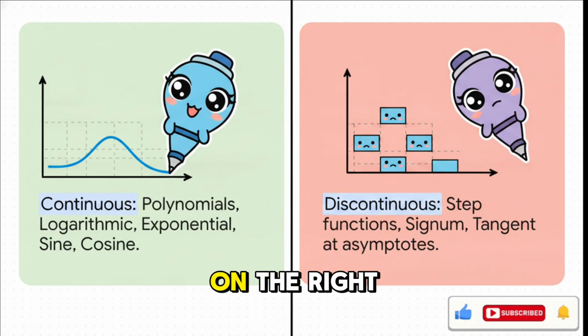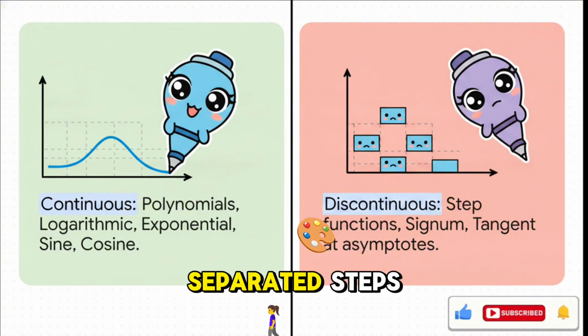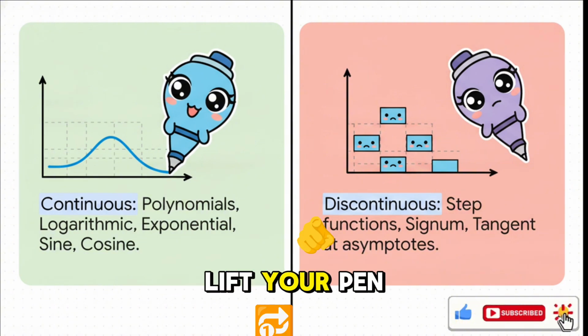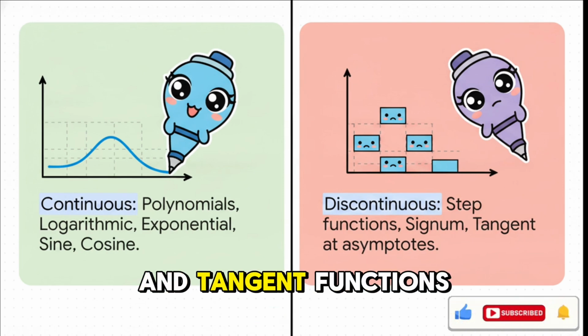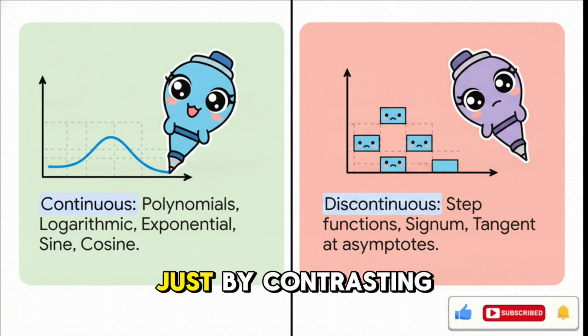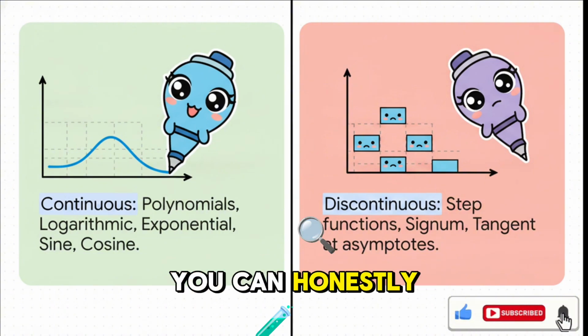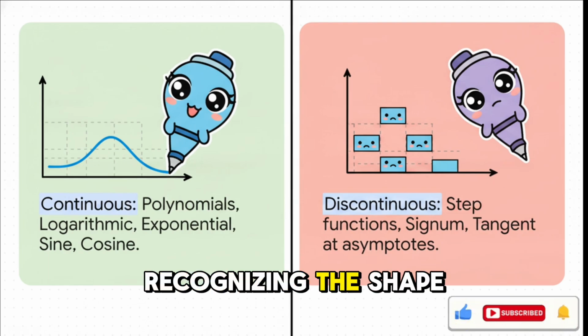But then, look on the right. You've got the greatest integer step functions where you literally have to draw separated steps, forcing you to lift your pen over and over. The signum function jumps all over the place, and tangent functions, they hit those vertical asymptotes and break entirely. Just by contrasting these in your head, you can honestly spot the correct answer on a multiple choice test immediately just by recognizing the shape.